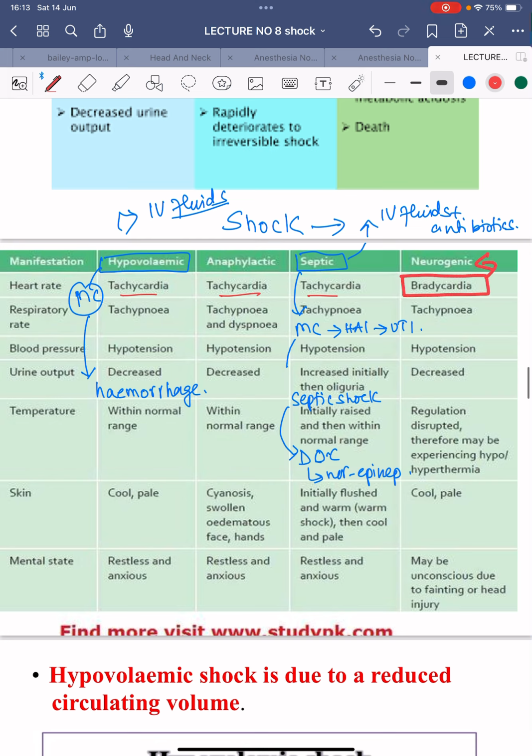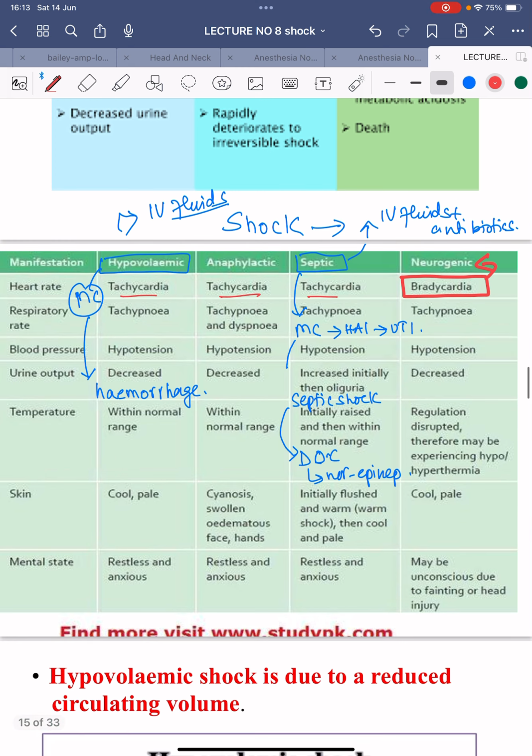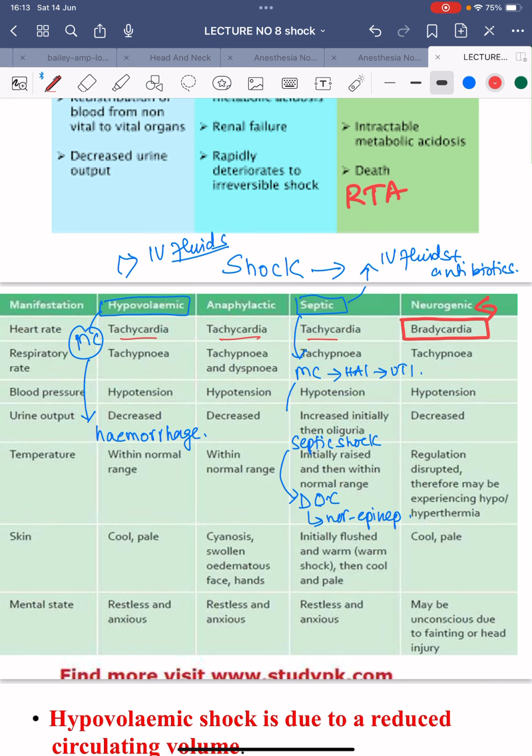So please remember, for example, a patient with a road traffic accident, if he comes to you with low blood pressure and increased heart rate, you have to think of hypovolemic shock. Road traffic accident, low blood pressure, low heart rate, then you have to think of neurogenic shock in the patient.